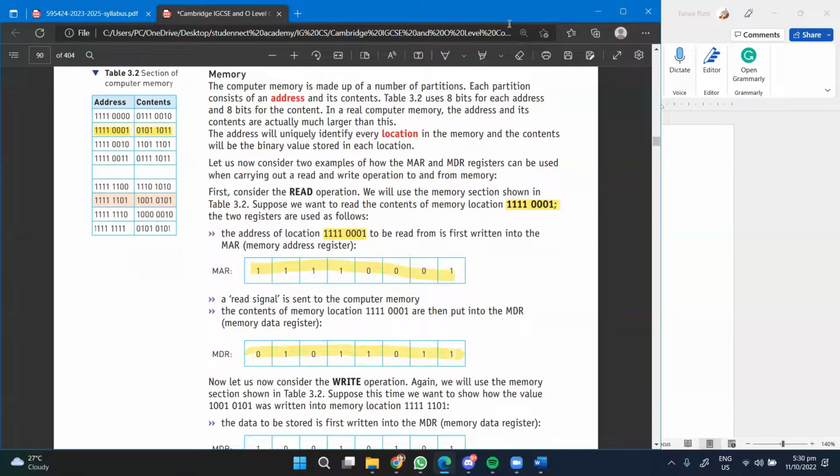So everything that was in the address, it's going to look for the data that's inside this address, which is the contents. So copy the contents to the MDR.